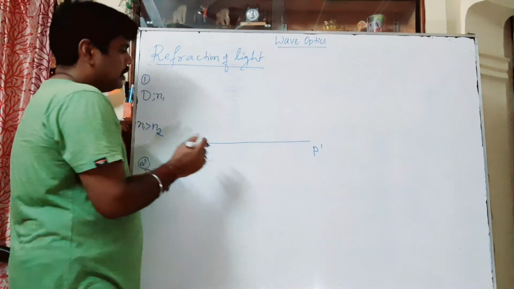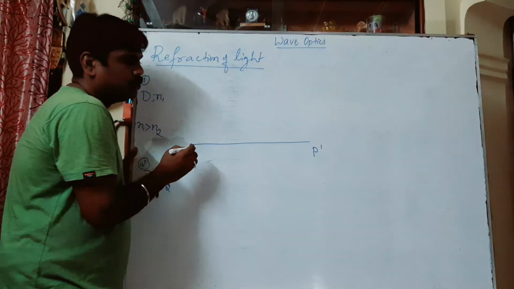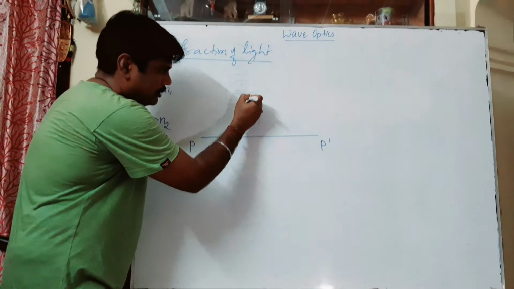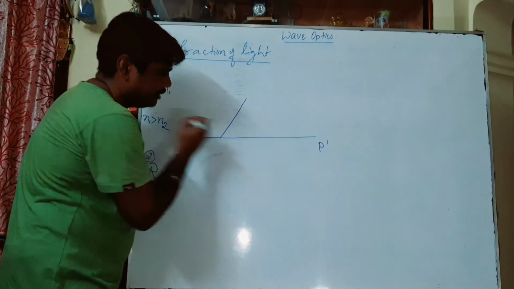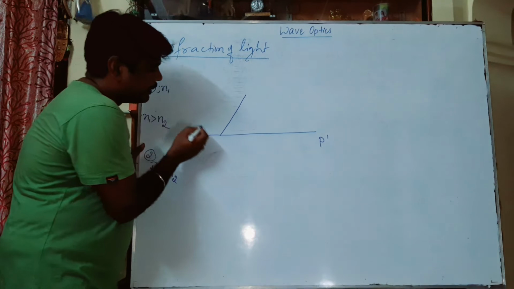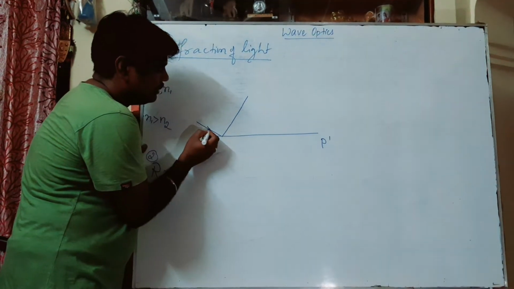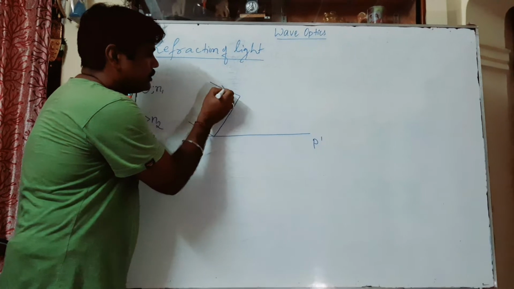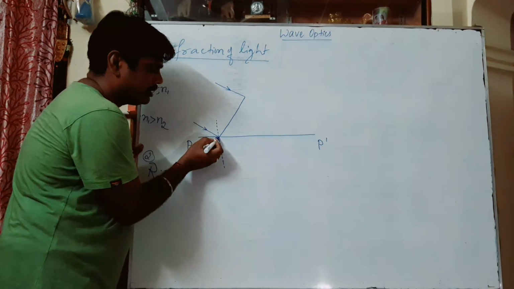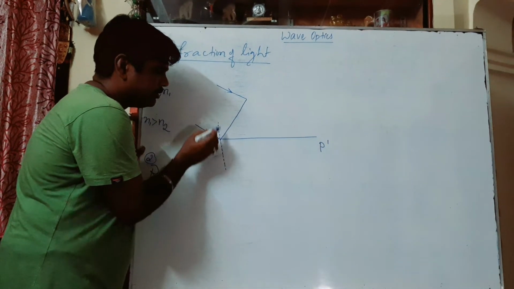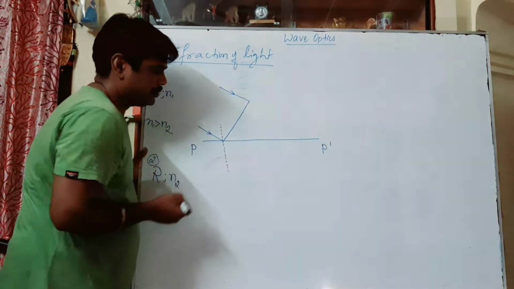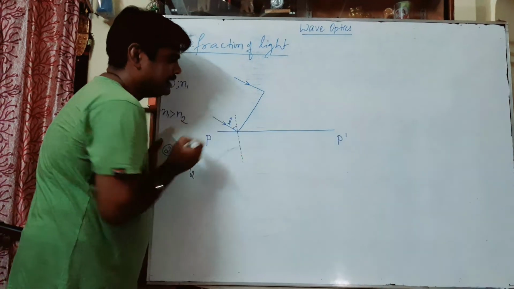Clear now? To understand the refraction of light by using Huygens principle, we need to consider a plane wavefront. Say this is the plane wavefront. How do we draw the ray of light? It is a straight line perpendicular to the wavefront. So this is the ray of light. You know how to draw the normal: at the point of incidence, we draw an imaginary line perpendicular to the plane surface P P dash. Now this is the angle of incidence.